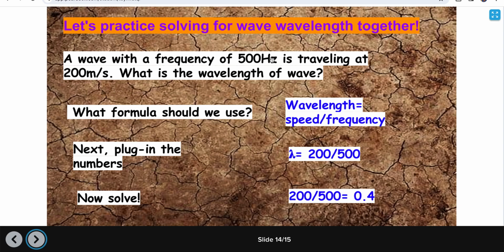Now, should we put hertz? No, because hertz isn't a measure of wavelength or distance, that's the frequency. So what about seconds? Well, that's just time. That doesn't really make sense either. But meters make sense. Wavelength is a measure of distance, and so is meters. So this would be 0.4 meters.